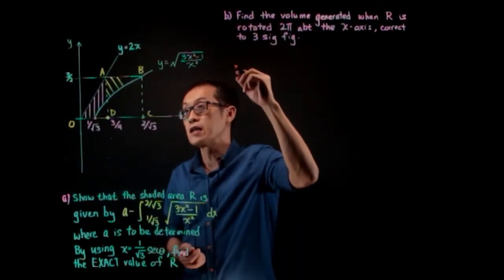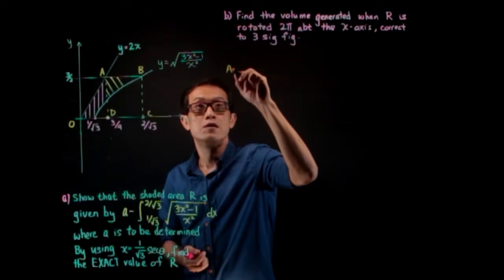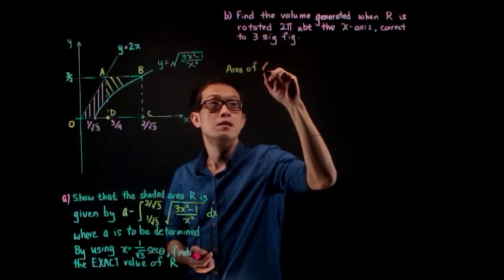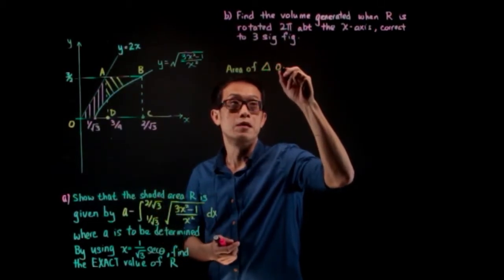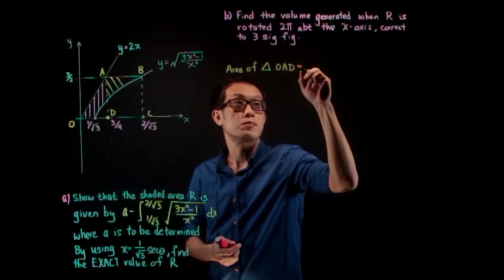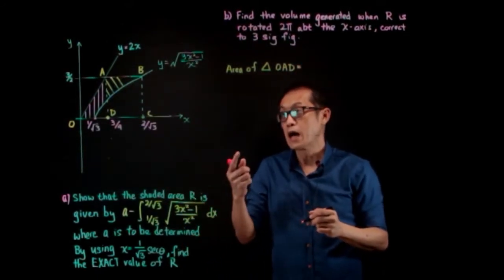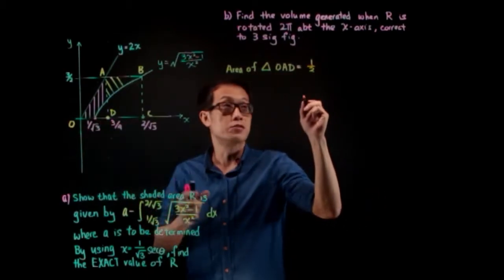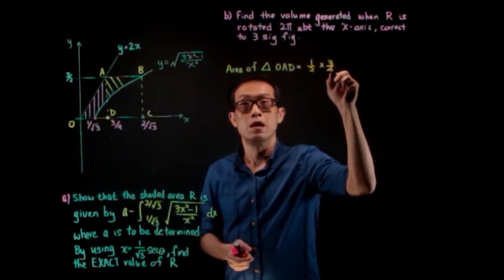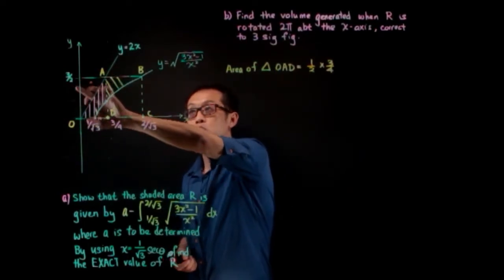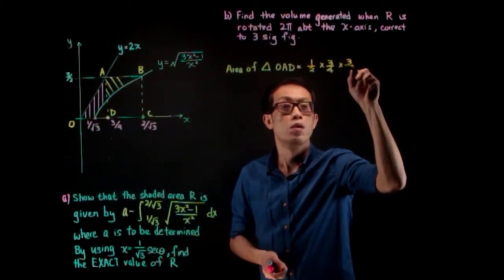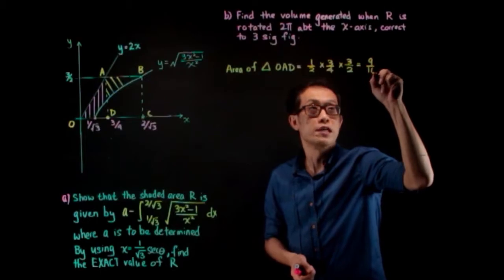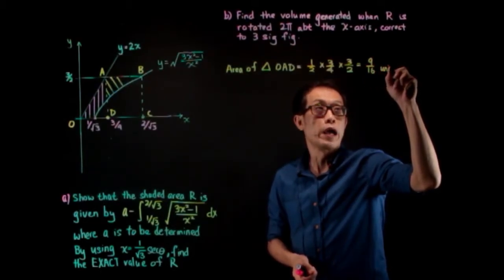Now let us find the area of the triangle first. Area of triangle OAD. The area of a triangle is given by half base times height. So half, the base is 3/4 and the height is 3/2. And that will give you 9/16 units squared.